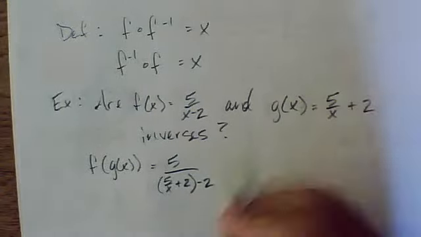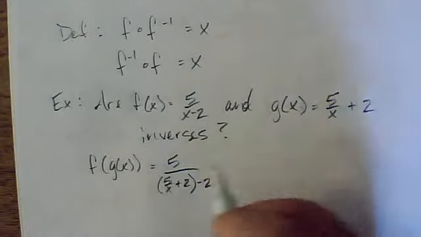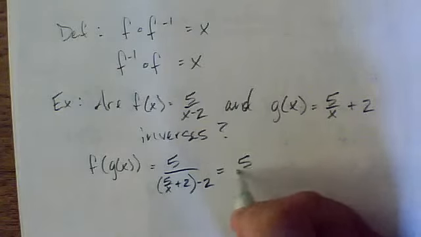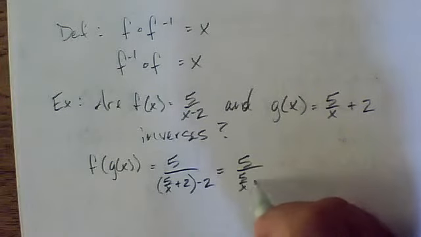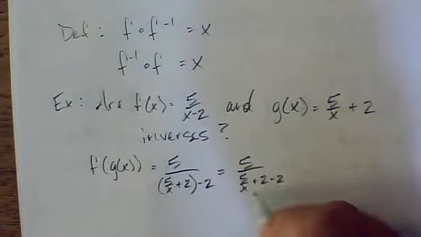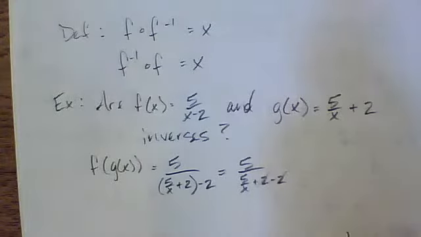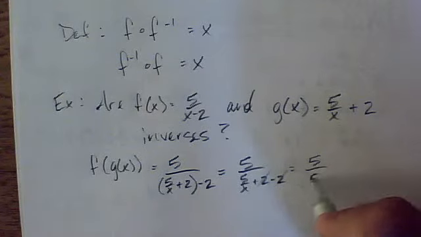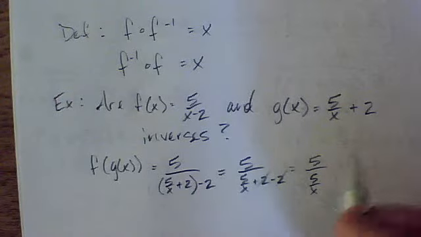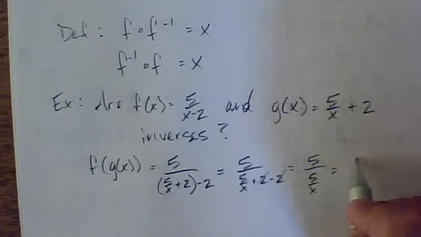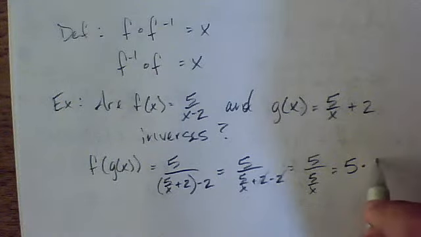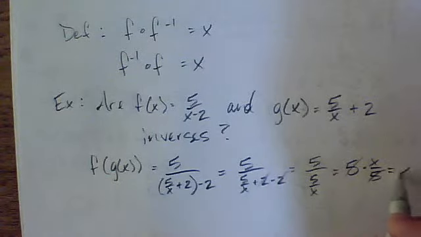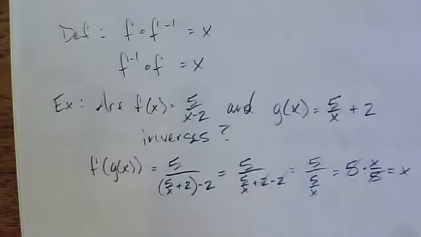Okay. So we have nothing distributing into these parentheses, so we can drop the parentheses. And those guys will cross out. So I'm left with 5 over x. When you're dividing fractions, it's the same as multiplying by the reciprocal. So these guys will cross out, and we're left with an x. So that one worked.